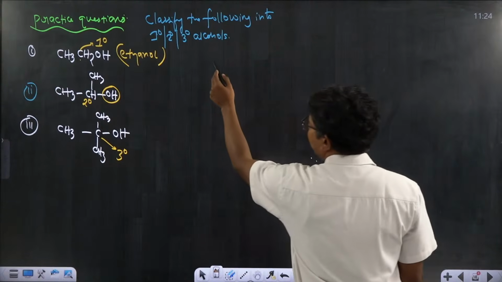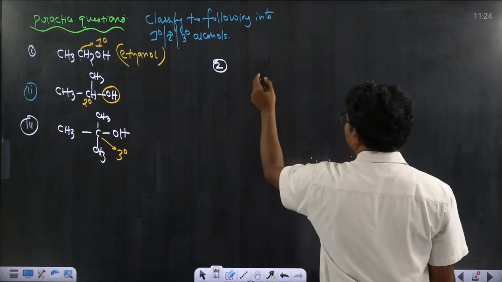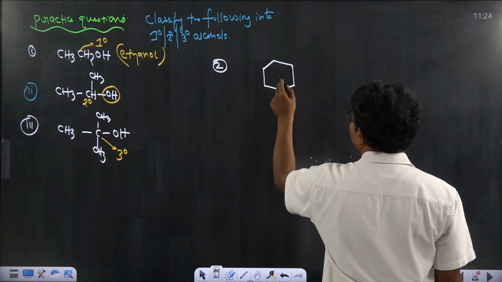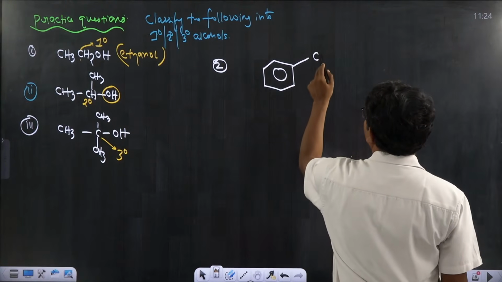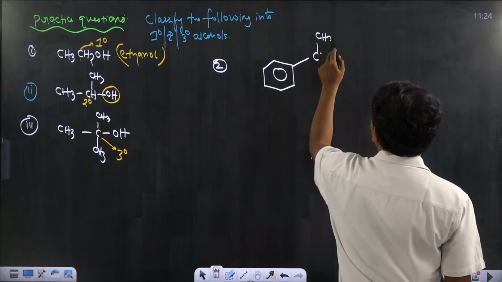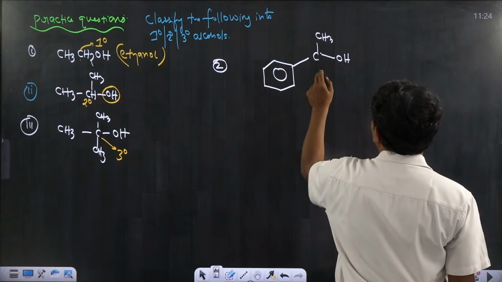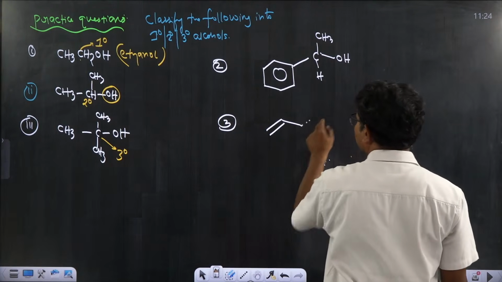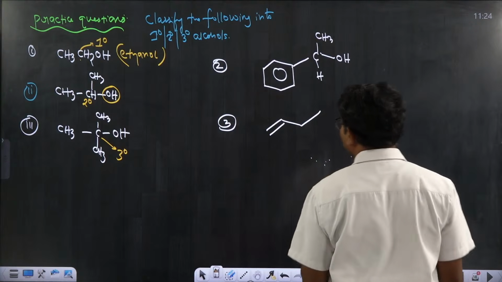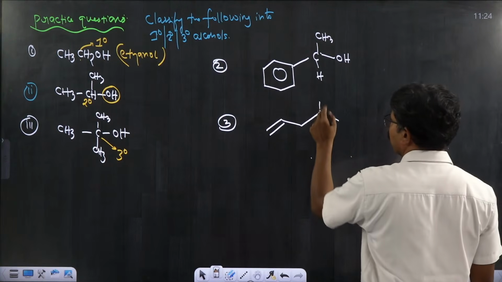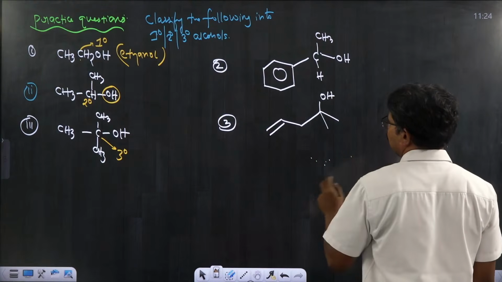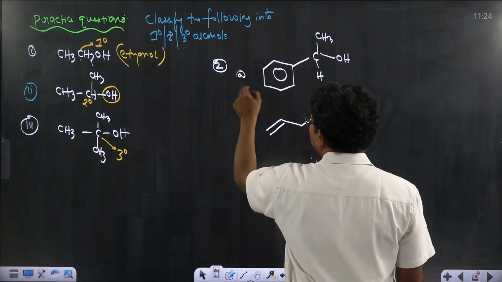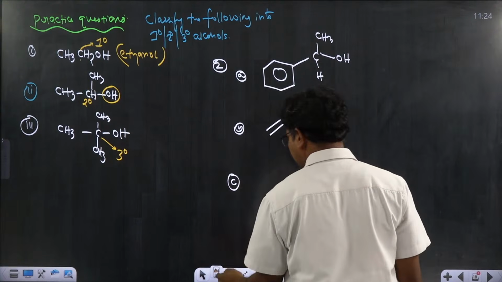Another example, example number 2. Look carefully. CH3 over here, OH, and over here H. Try to classify these compounds into primary, secondary and tertiary. Under the second question, A, B and C.